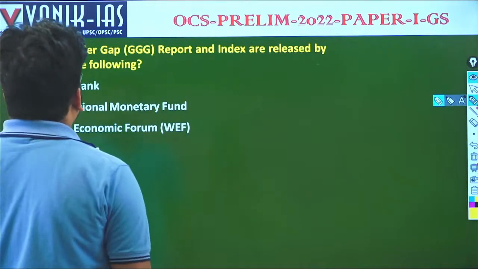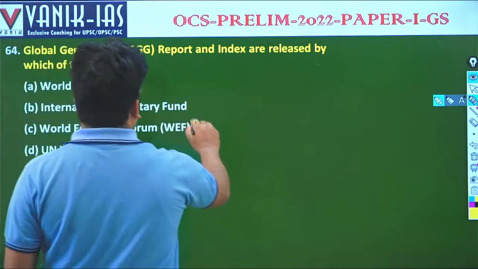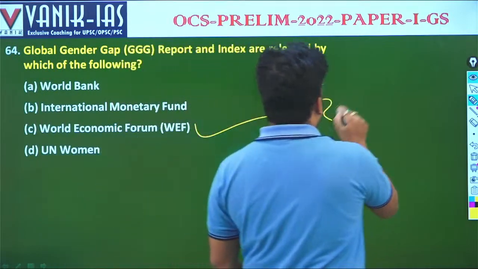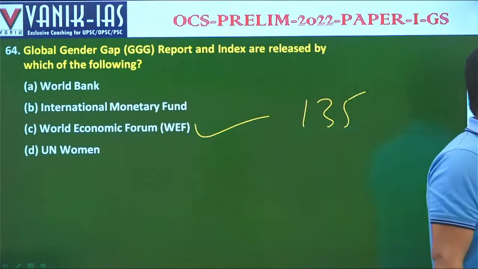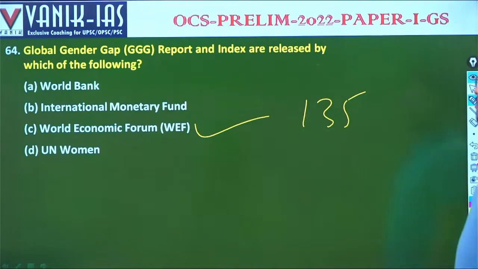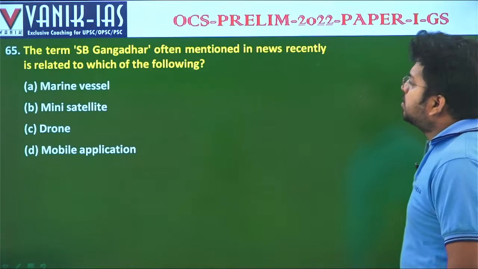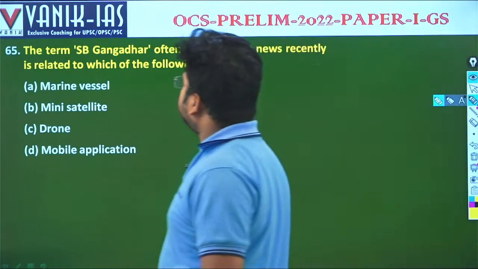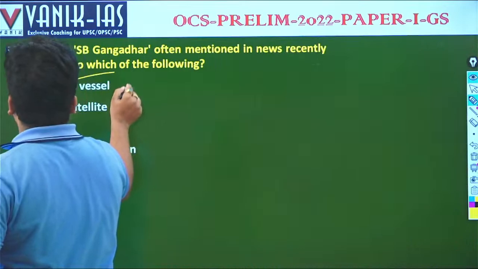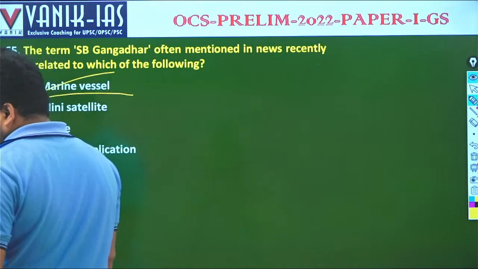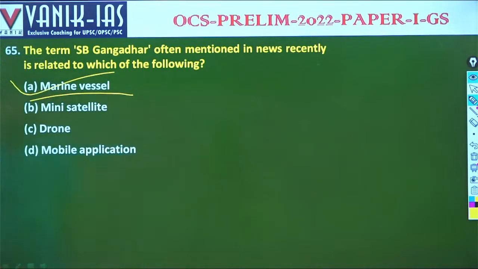The Global Gender Gap Index is released by the World Economic Forum (WEF). India has a rank of 135. Okay, World Economic Forum. The term SB Gangadhar, mentioned in the news, is a marine vessel.